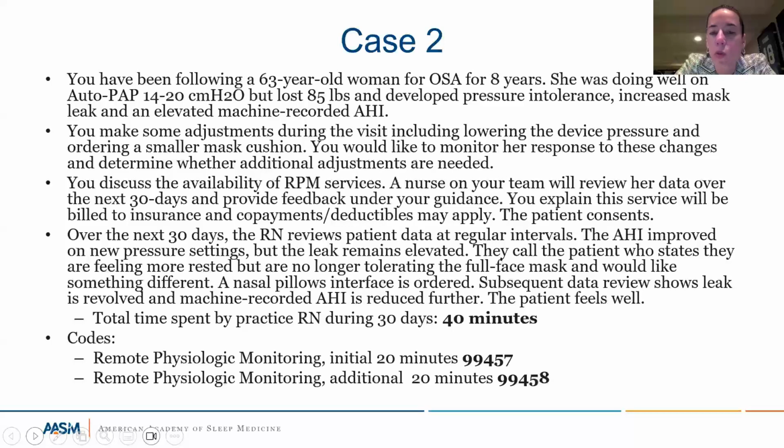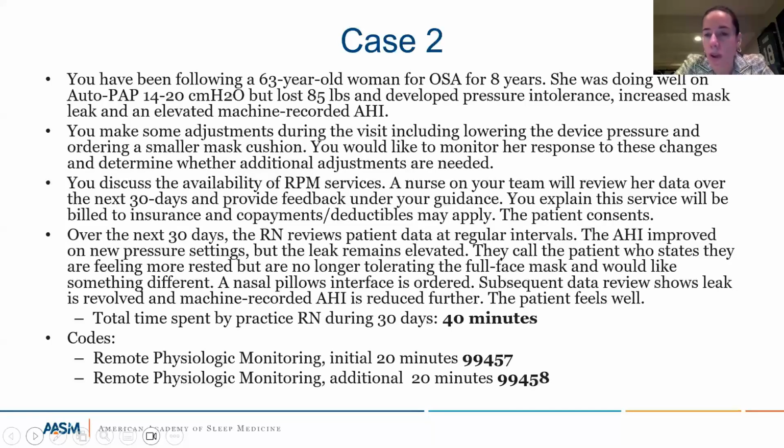So, a 63-year-old woman that you're seeing for obstructive sleep apnea, I've been following them for 8 years. They were doing really well on AutoPAP 14 to 20, but recently lost 85 pounds and have developed pressure intolerance, mask leak, and an elevated machine-recorded AHI. During the visit with them, you make some adjustments. You lower the device pressure slightly. You order a smaller mask cushion. But you want to monitor the response to these changes and determine whether additional adjustments are needed in the coming weeks. So you again discuss with this patient now the availability of remote physiologic monitoring service.